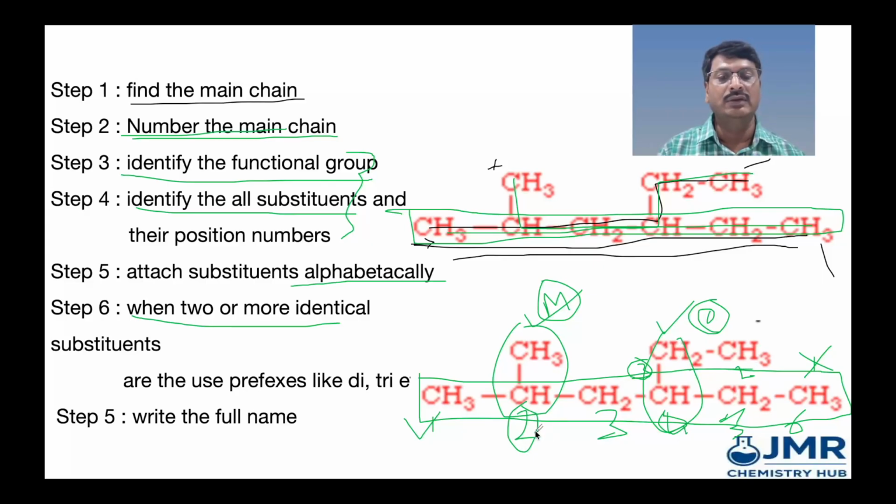4-ethyl, 2-methyl. After that, the parent chain name. Total 6 carbons are there, so the root word is hex. So 4-ethyl, 2-methyl, hex, and it is an alkane. There is no unsaturation, only saturation is there. That's why the primary suffix is ane. The total name of the compound is 4-ethyl-2-methylhexane. So this is the total name of the compound.